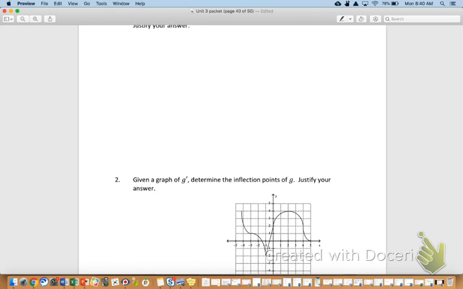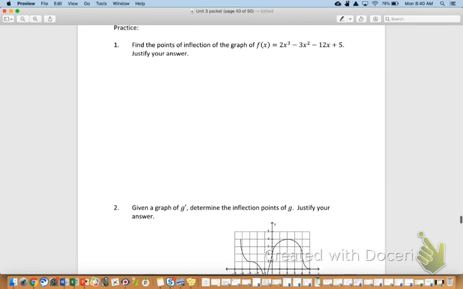Yes, I'm going to go in order here. Let's take a look at number 1. It says, find the points of inflection of the graph of f of x. Justify your answer. Before you just run into this and start trying, I want to make sure I give you some good direction as to maybe what you should be trying.